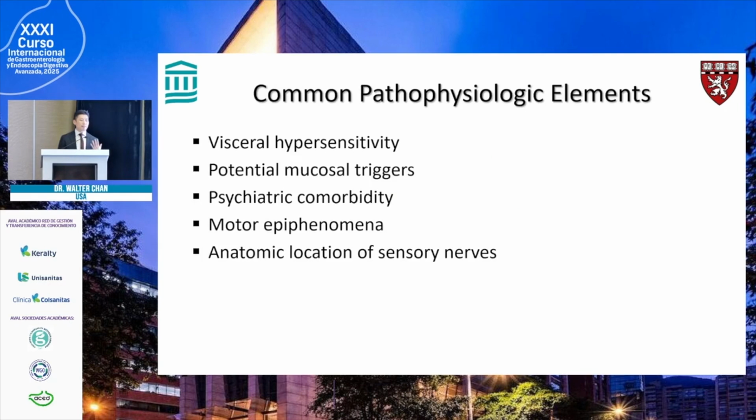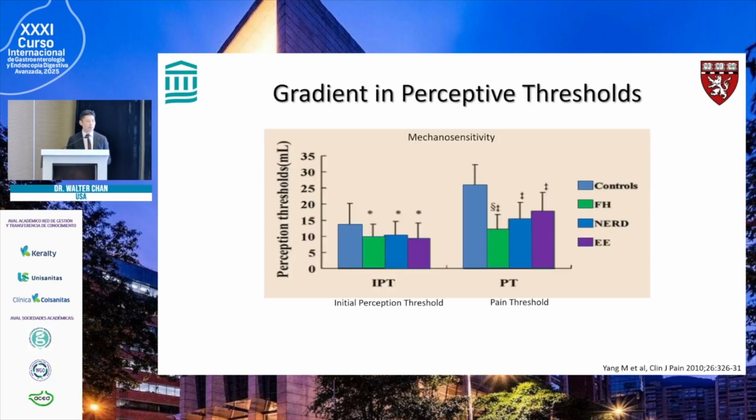And so what are some of the common pathophysiologic elements that cause these? Some of these include visceral hypersensitivity, if they're more sensitive than usual. Maybe certain types of mucosal triggers can amplify these symptoms. Psychiatric comorbidities, some motor abnormalities or dysfunction may actually increase the sensitivity or some of the symptom severity. And also, now there's some data on the anatomical location of these sensory nerves in the esophagus that might contribute to these functional symptoms. So there are some studies looking at visceral hypersensitivity.